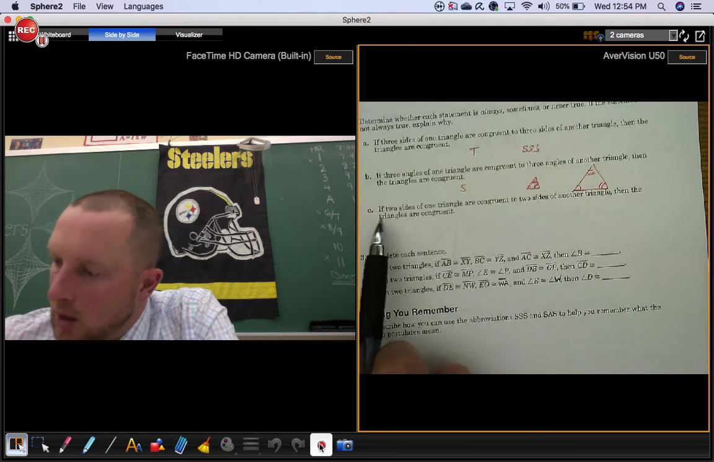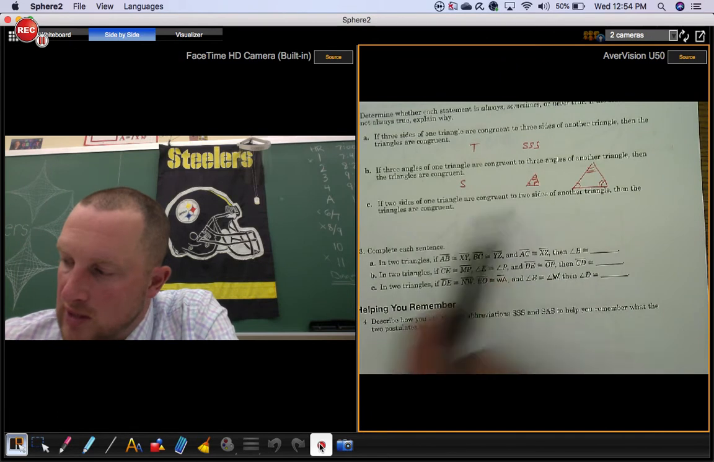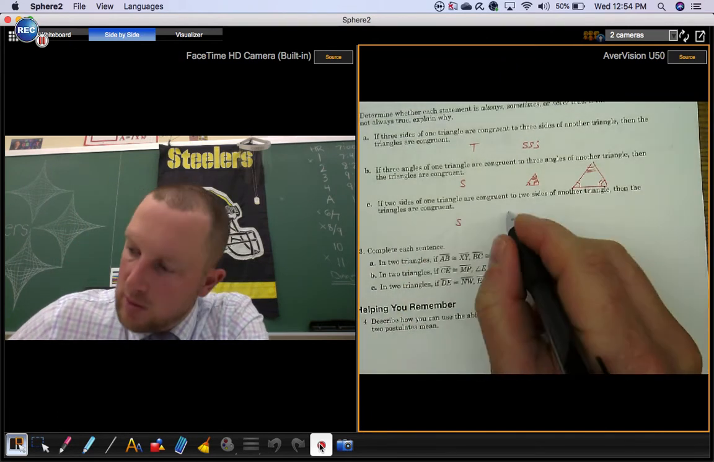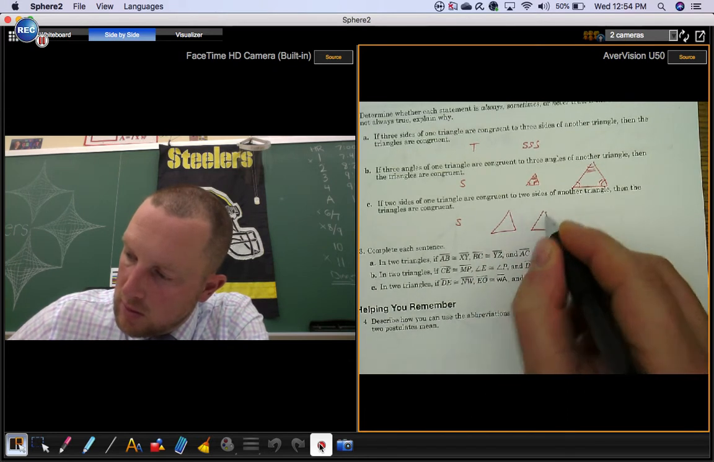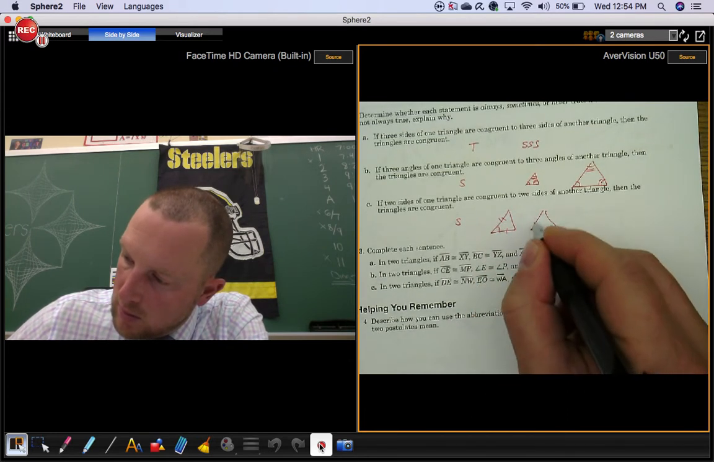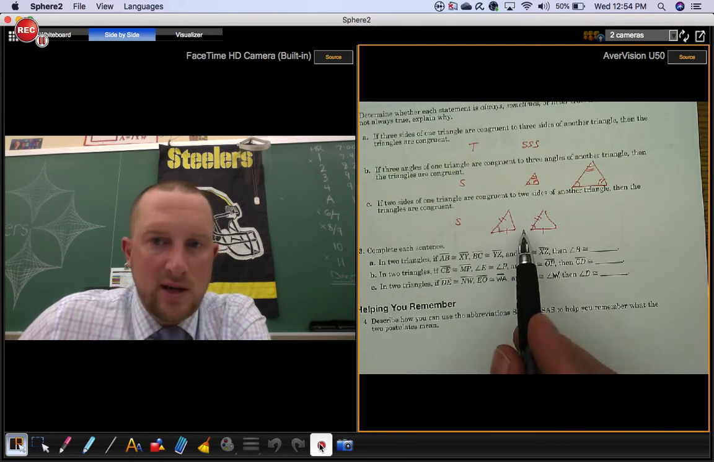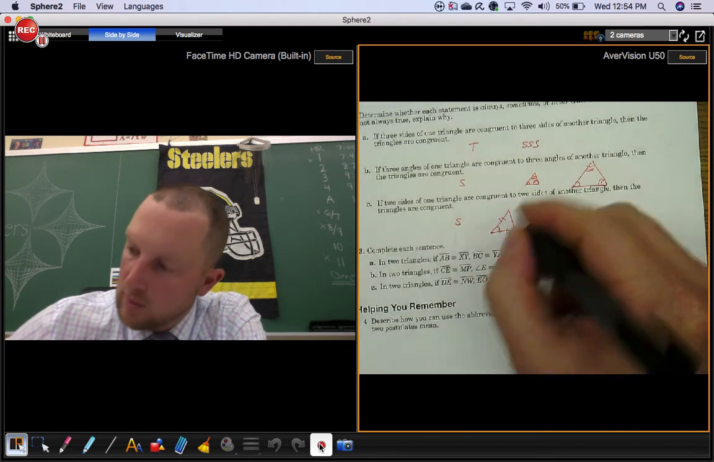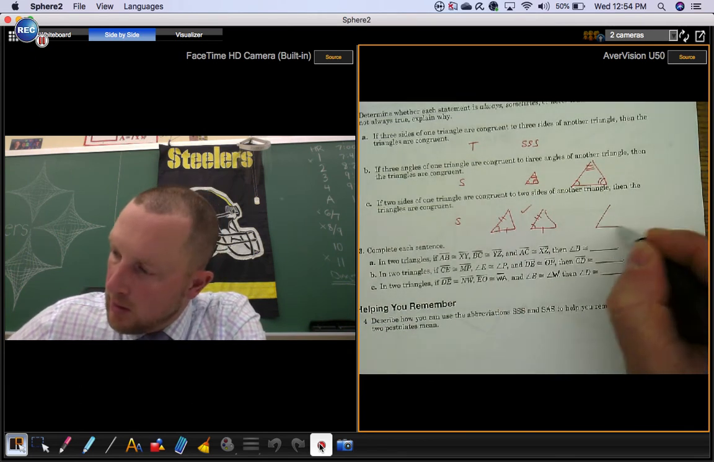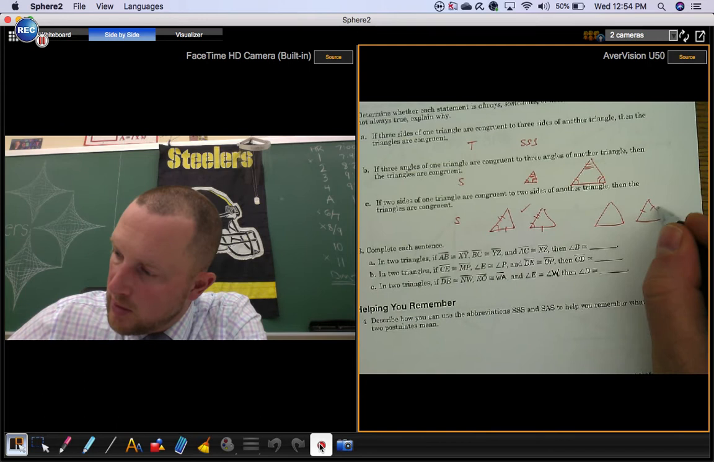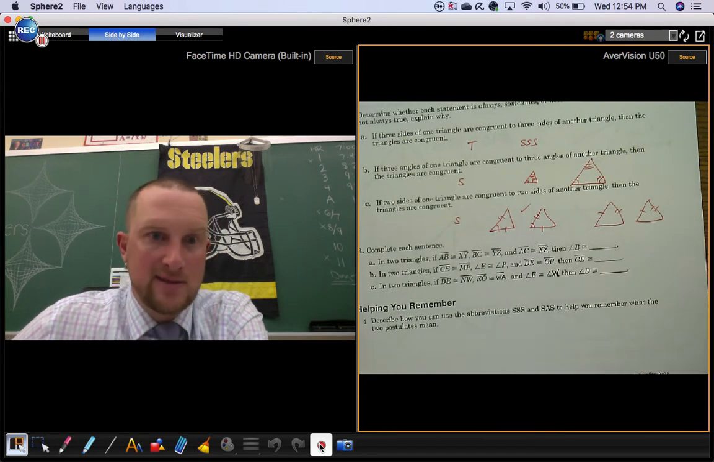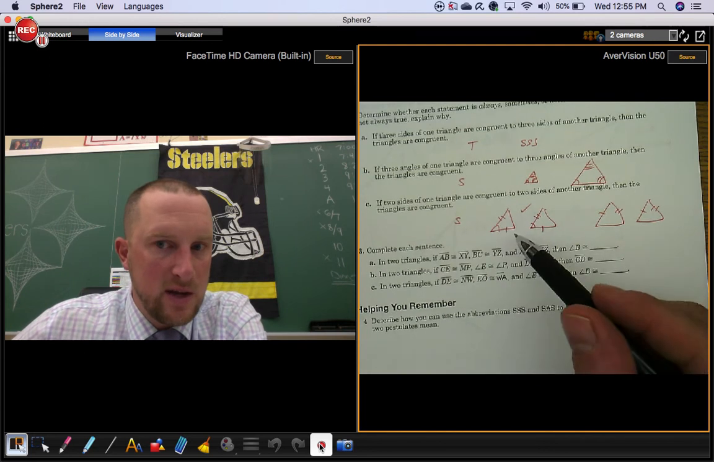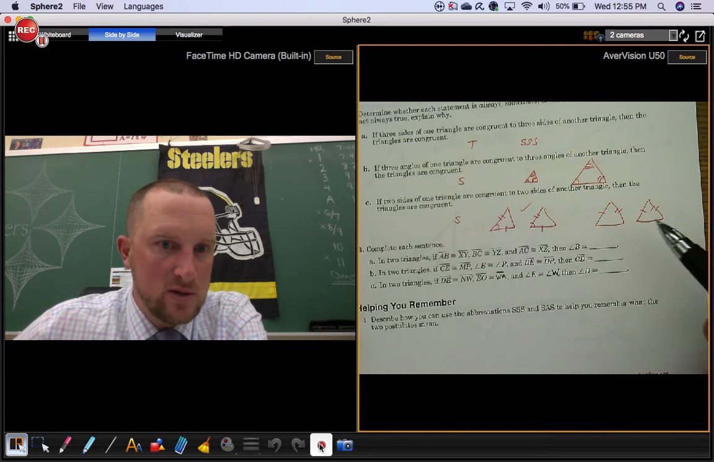Part C. If two sides of one triangle are congruent to two sides of another triangle, then the triangles are congruent. Again, it's going to be sometimes. If you have side angle side, you have two pairs of congruent sides. These triangles are congruent. But I could show you two pairs of congruent sides, and that's it. That doesn't mean the triangles are congruent. Sometimes the included angle will be congruent, sometimes you don't know if they are.